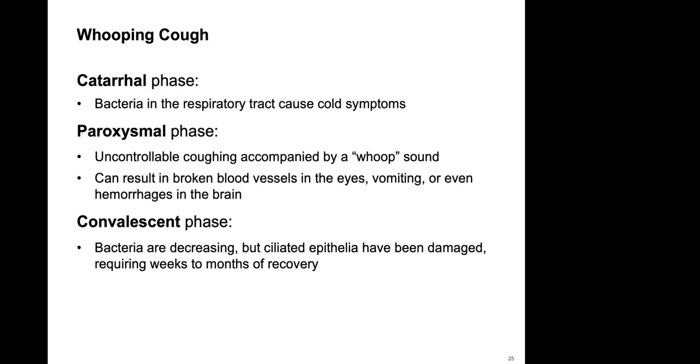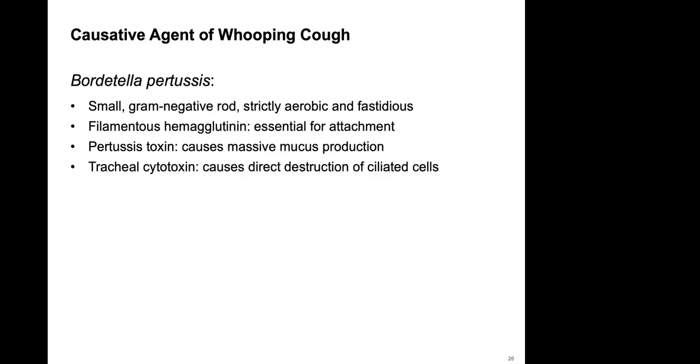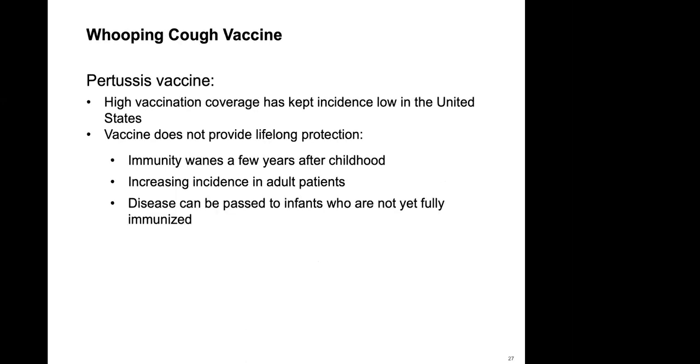And then eventually you go into the convalescent stage 2 weeks after the paroxysmal stage. This is where the bacteria are decreasing, but the ciliated epithelia have been damaged. And this can require weeks to months for full recovery. The causative agent for whooping cough is Bordetella pertussis. And this particular bacteria does release the pertussis toxin, which causes massive mucus production. You also have the tracheal cytotoxin, which causes direct destruction of the ciliated cells.